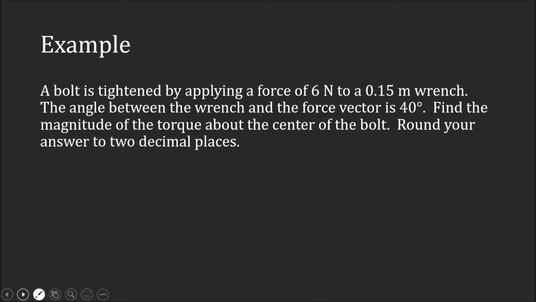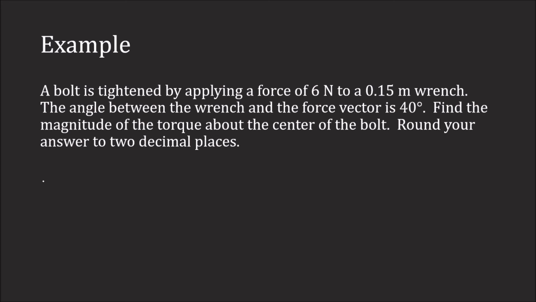So a bolt is tightened by applying a force of 6 newtons to a 0.15 meter wrench. The angle between the wrench and the force vector is 40 degrees. We will find the magnitude of the torque about the center of the bolt and round your answer to 2 decimal places. So we're going to assume that we're applying the force at the end of that wrench.